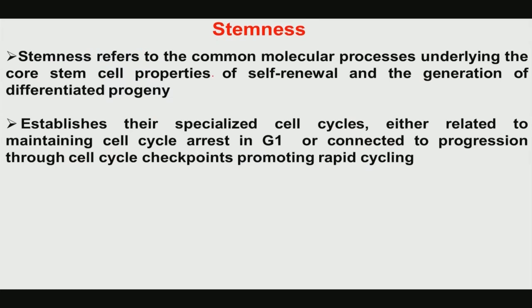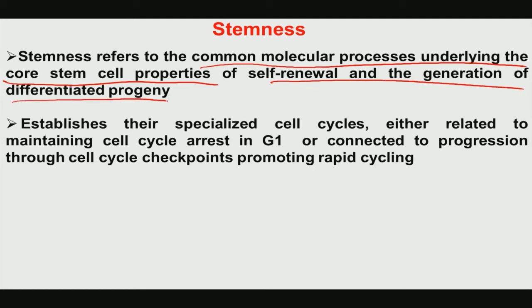So, stemness refers to the common molecular processes underlying the core stem cell properties of self renewal and the generation of differentiated progeny. And it is important to mention also that stemness establishes specialized cell cycles, related to maintaining cell cycle arrest in G1.